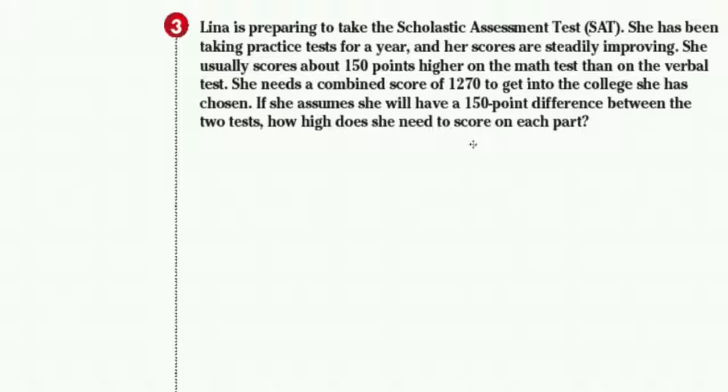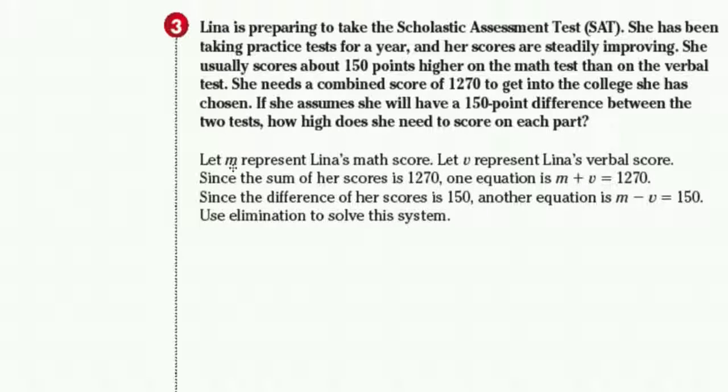So again, like any good word problem, we need a good let statement. So let M represent Lena's math score and let V represent Lena's verbal score. Since the sum of her scores is 1,270, one equation is logically M plus V equals 1,270. And since the difference of her scores is 150, another equation we can put is that M minus V, the difference of her scores, is equal to 150.